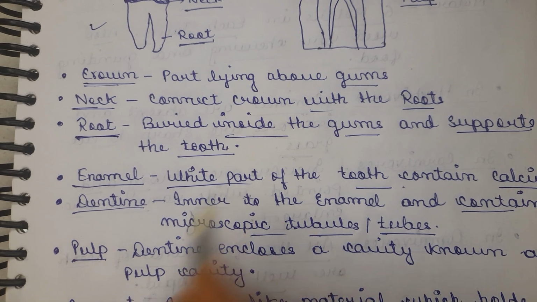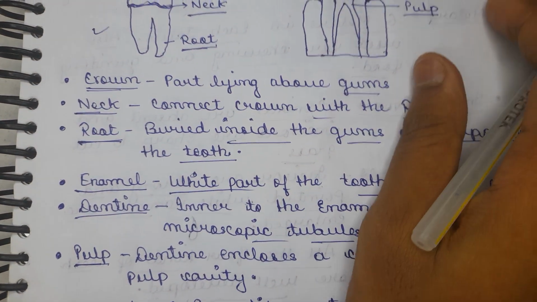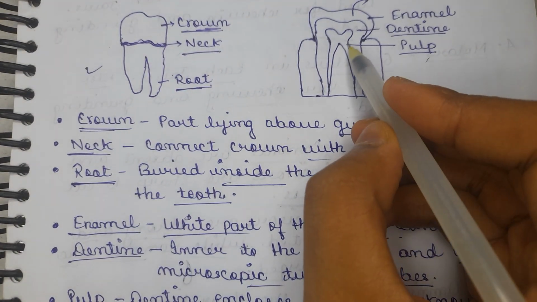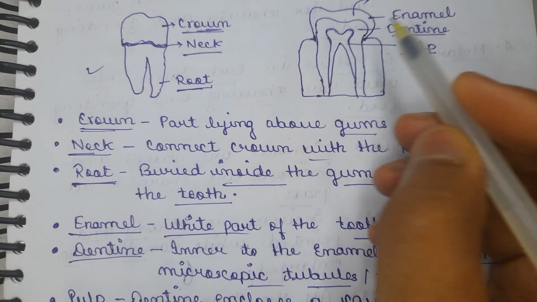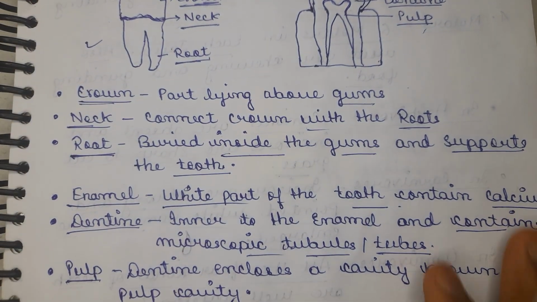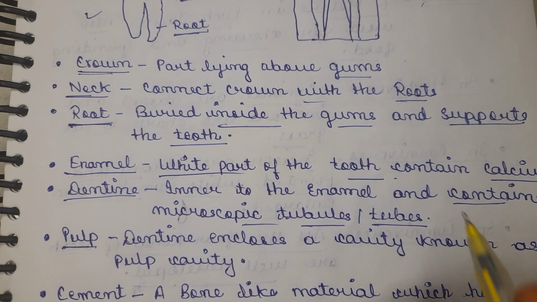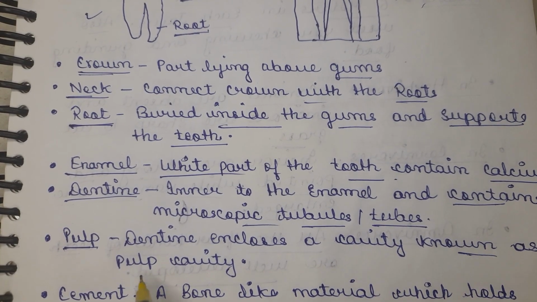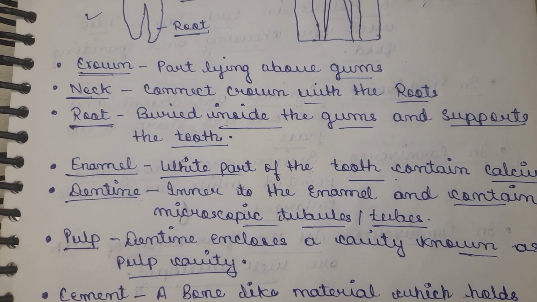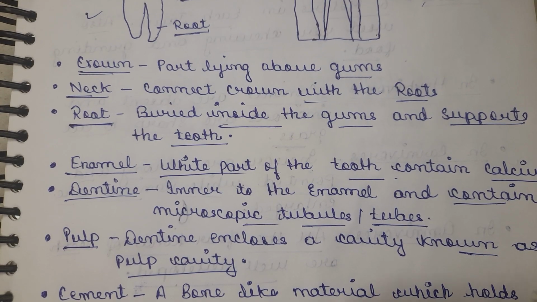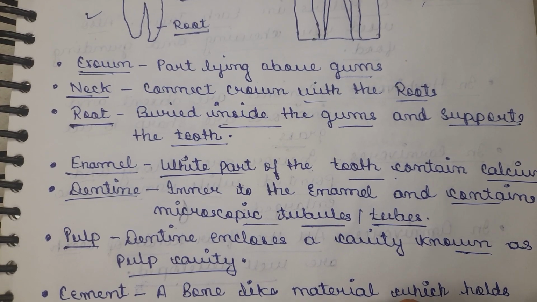Third one, that is the pulp. Here in this diagram, this is the pulp. So the pulp is basically the cavity enclosed by the dentine, known as the pulp cavity, and this cavity supplies the tooth with nerves and blood capillaries.